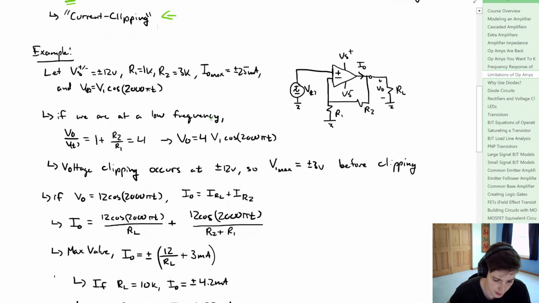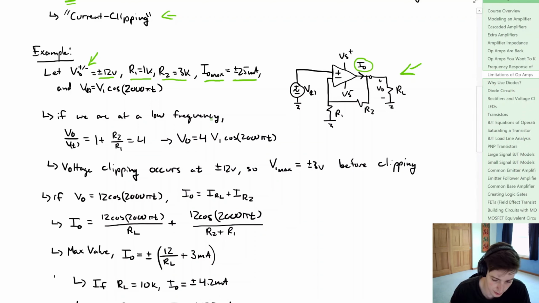So let's look at an example where we have this circuit given here below. We have our supply saturation voltages given as plus or minus 12 volts. Our resistor combination, we have R1 as a 1K, we have R2 as a 3K, and we're going to say from the datasheet that the maximum source or sink current is plus or minus 25 milliamps. So that's going to be this value right here for I out.